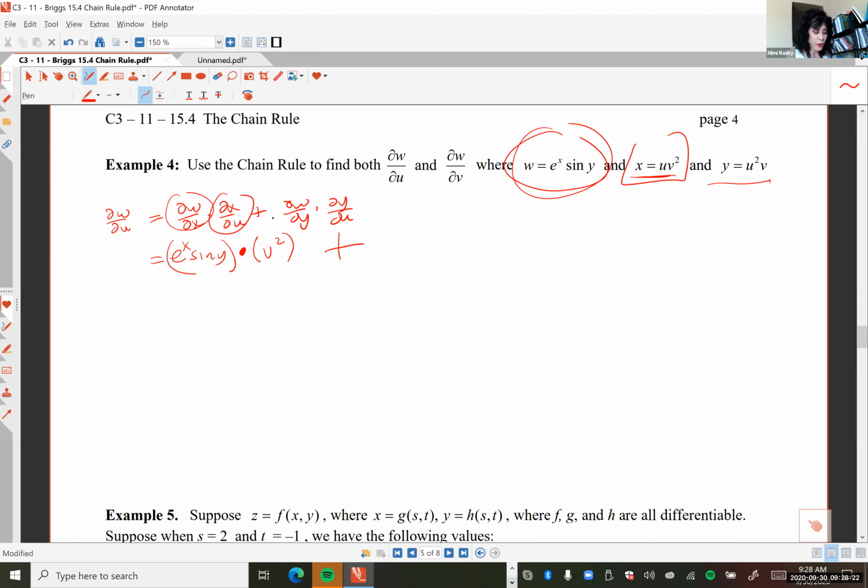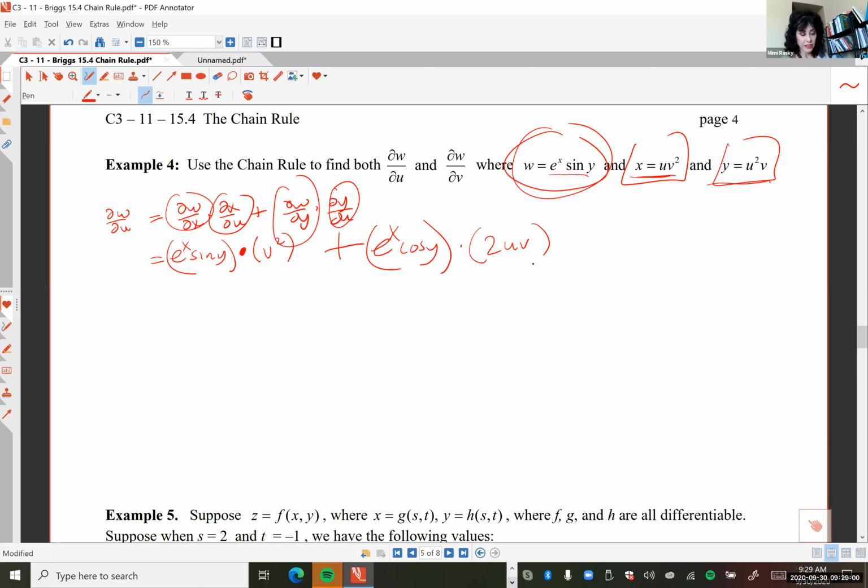Plus, now go get dw dy, the partial of w with respect to y. So you're going to hold x constant. How would you differentiate e to the x times sine y with respect to y? e to the x cos y. Yep. And then I'm going to multiply that with dy du. So you're going to look at y, which is u squared multiplied with v. And what is the derivative of u squared v with respect to u? 2uv. Very good.